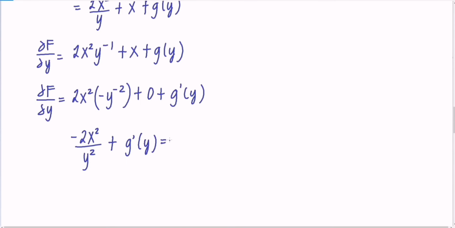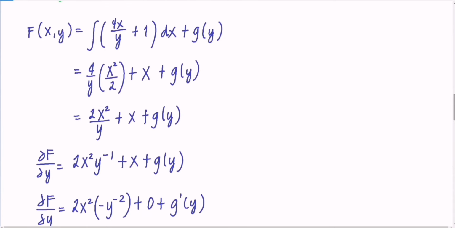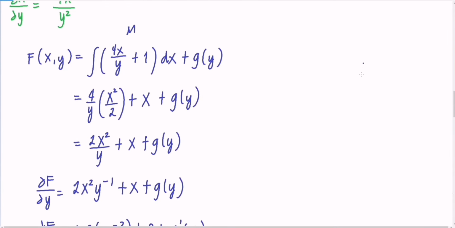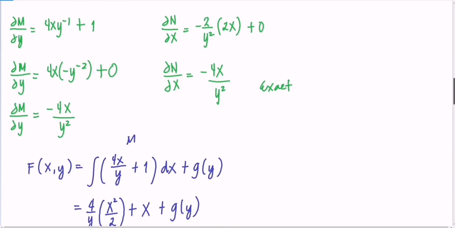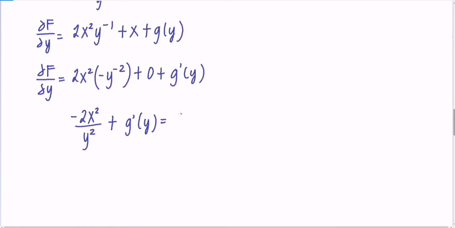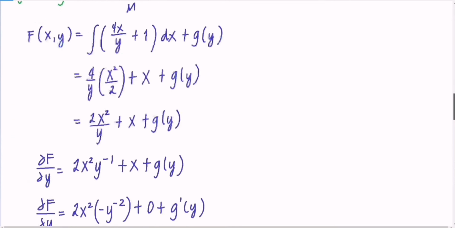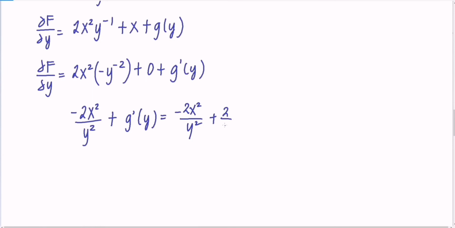Ayan. So, i-equate ko na to ngayon doon sa n, kasi m yung ginamit ko. So, i-equate ko naman siya sa n. So, ano ba yung n natin? Ayun. Ang n natin is negative 2x squared over y squared, and then plus 2 over y.